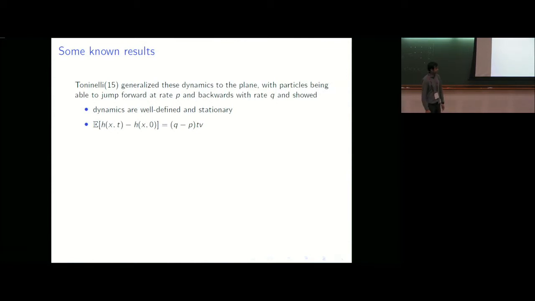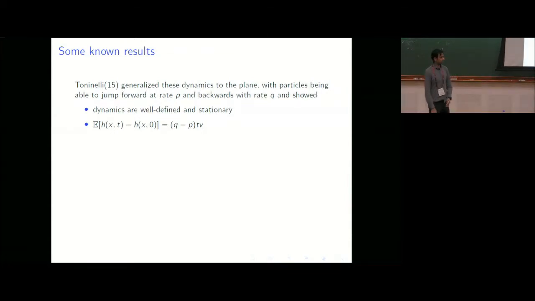Right, so 7 years later, Toninelli introduced some dynamics that were based off this model, but now held for the plane, and allowed you to jump backwards as well as forwards. So you're allowed to jump backwards and forwards. And he showed that these dynamics were actually well-defined and stationary.